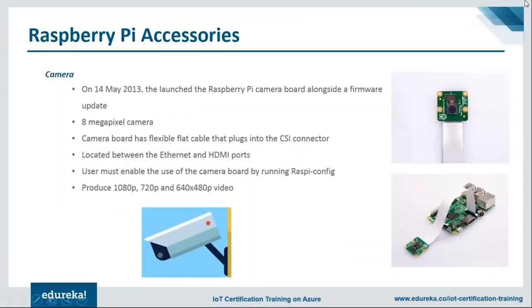Now, another additional component that most people use with Raspberry Pi is the camera. In 2013 itself, 1 year after Raspberry Pi 1 was launched, it introduced the Raspberry Pi camera along with a firmware update as well. Now, the Raspberry Pi camera is basically an 8 megapixel camera and can directly be connected to the CSI port present on the Raspberry Pi itself. It's also very interesting and can record up to 1080p videos as well.